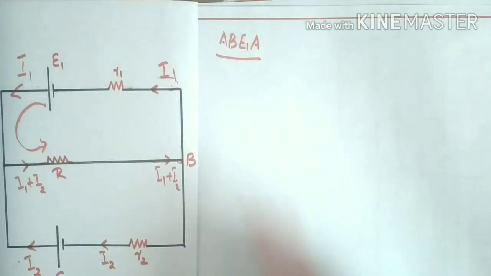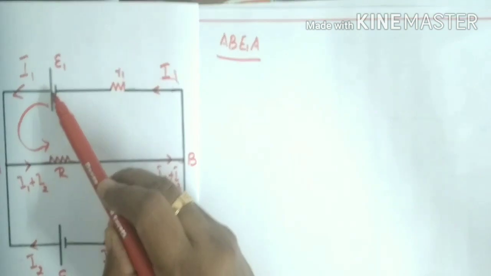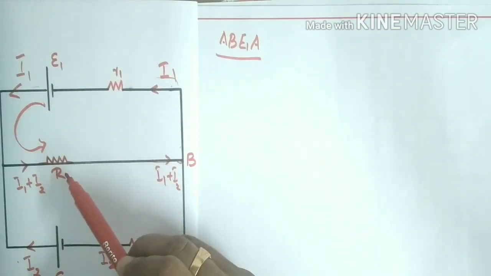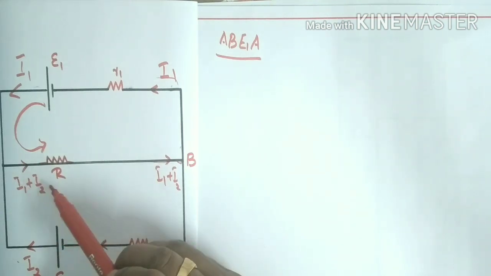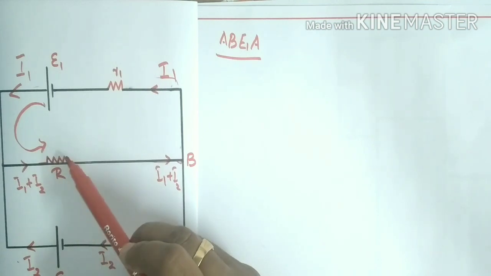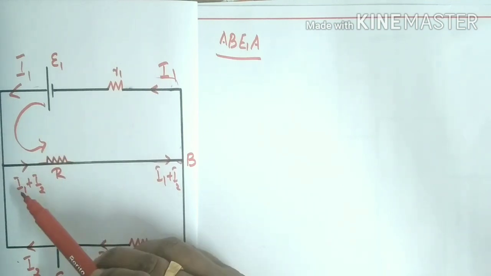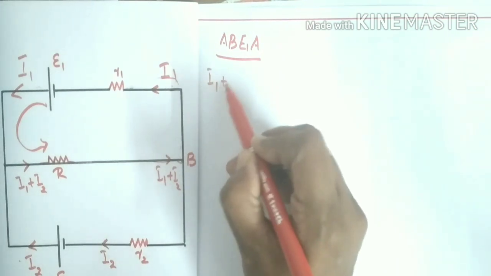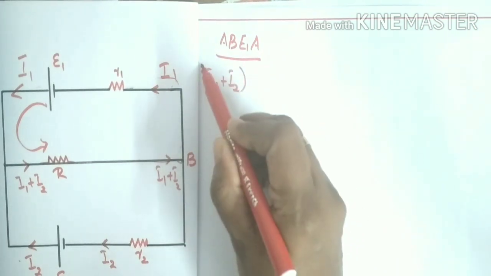Applying the loop rule, now the total voltage. Here it starts from the positive. What is the voltage across the resistance R? I1 plus I2 is the current flowing through the resistance. So what is its voltage? According to Ohm's law, voltage is current into resistance. So it is I1 plus I2 into R.